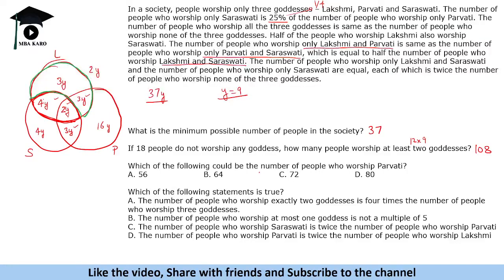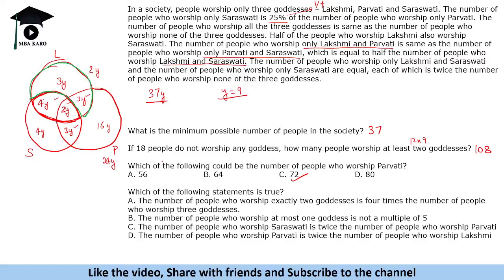Which of the following could be the number of people who worship Parvati? So let us find out how many people worship Parvati. 16, 3, 19, 21, 24. So it is 24y. So that means the number should be a multiple of 24. So always remember that the number of people cannot be in fractions. It always has to be a whole number. So it should be a multiple of 24 out of the given options. 72 is the only multiple of 24.